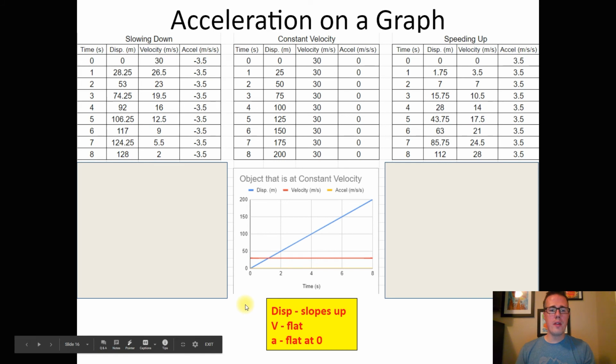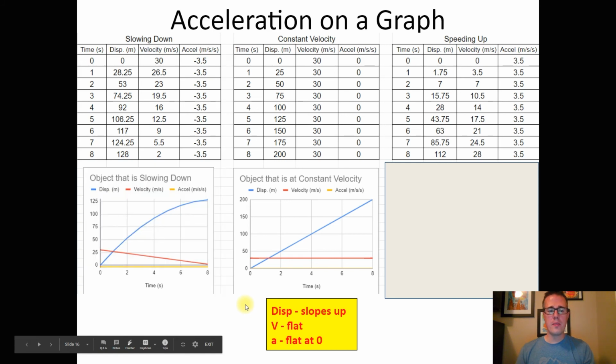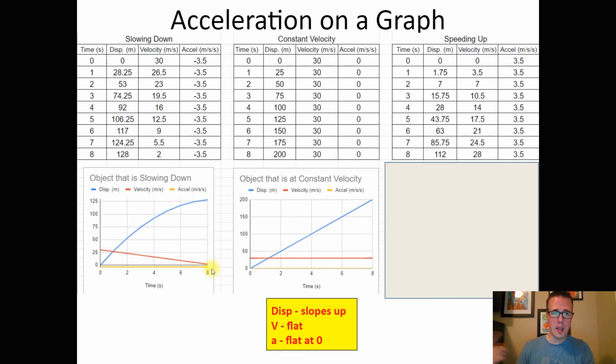So for this graph, it should look like this. This time our acceleration was -3.5, so you'll notice the acceleration line is just a little below the 0 line, but it's still flat. Our acceleration was the same every single second. We were always taking away 3.5. Our velocity was constantly being reduced by the same amount each time, so we have this negatively sloping line going down.